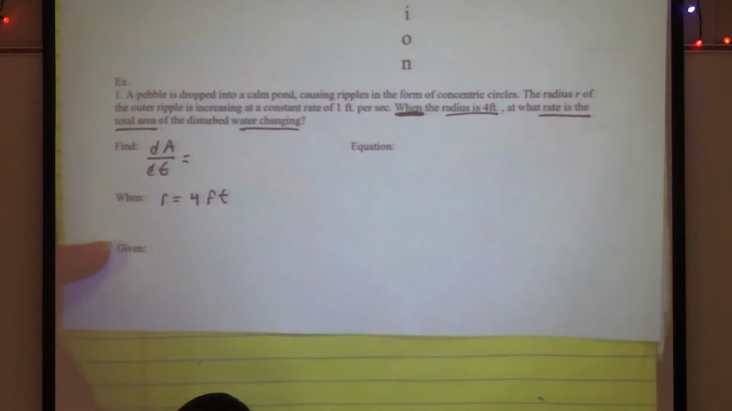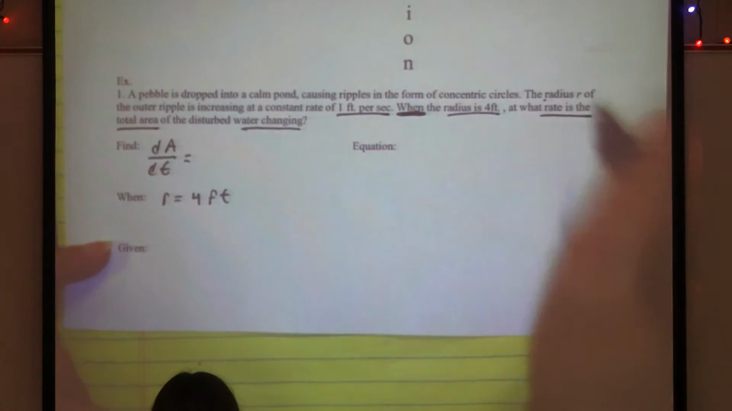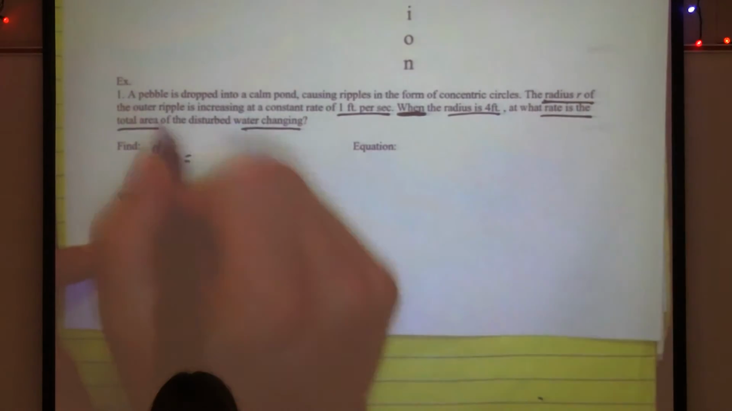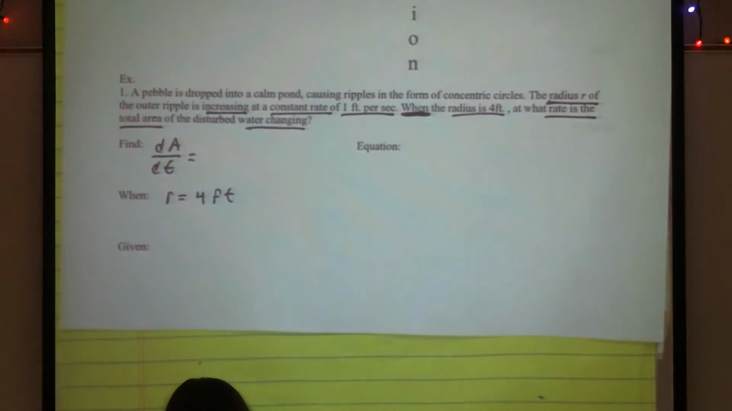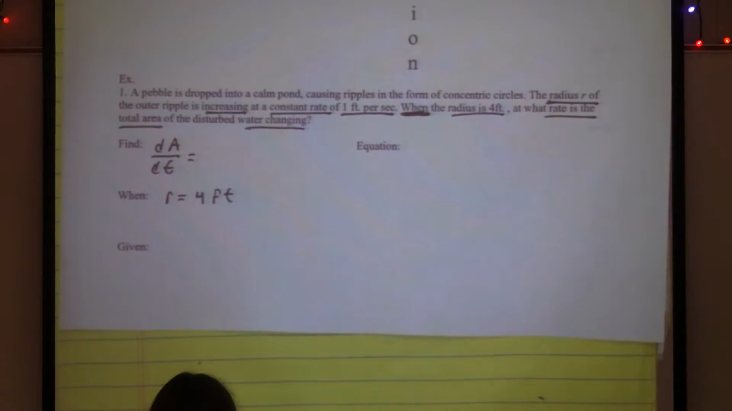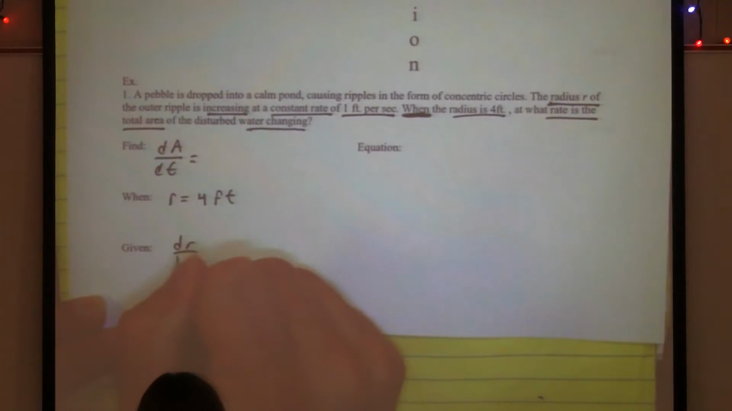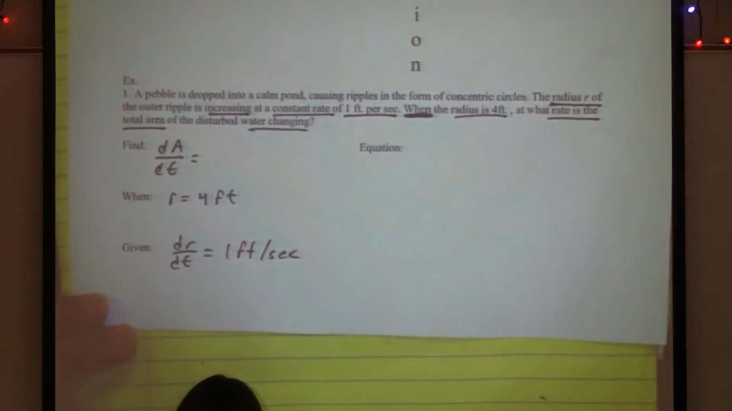Given, what are they giving us? The 1 foot per second, what does that stand for? The radius r of the outer ripple is increasing at a constant rate of 1 foot per second. What does that mean? Is that a rate or is that just r? It's the rate of change of r, so that should be a derivative. So what am I going to use to denote that? dr/dt equals 1 foot per second. Are we okay?